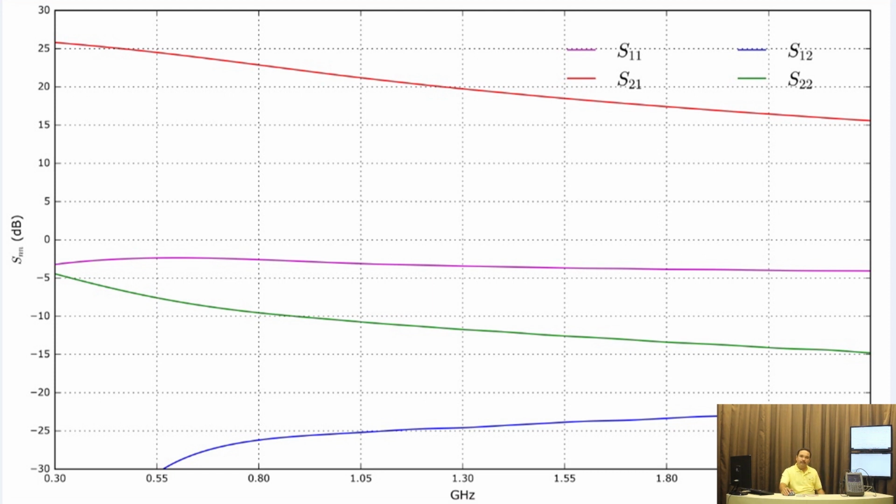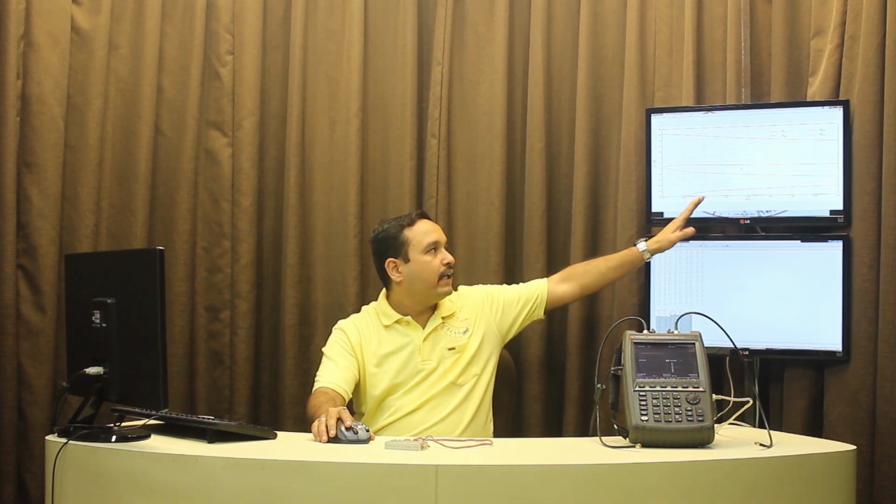If you change the bias of the transistor, definitely these S parameters are going to change. But since we will stick with the particular bias point which we have chosen earlier, we will use these S parameters for the rest of the design. But these S parameters are simply the magnitudes, and that is not enough for low noise amplifier design.